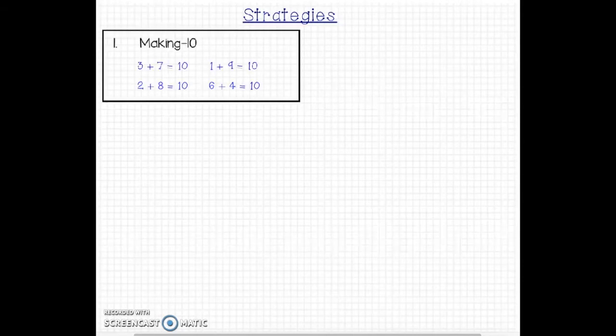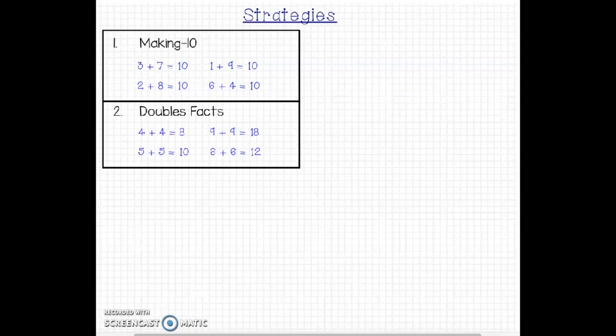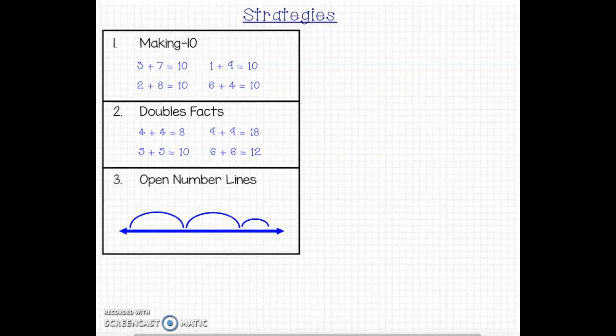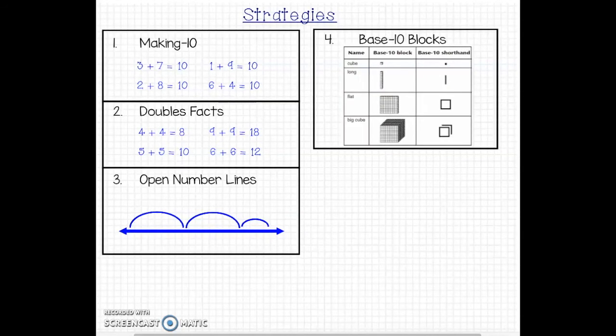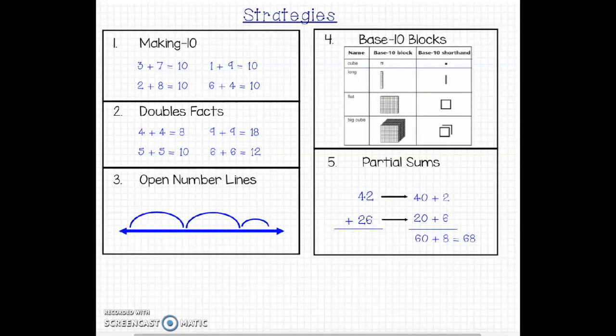Here are some strategies you can use to solve adding 3 or more addends. Making 10 or combination of 10 strategy, doubles facts, open number lines, base 10 blocks, or partial sums.